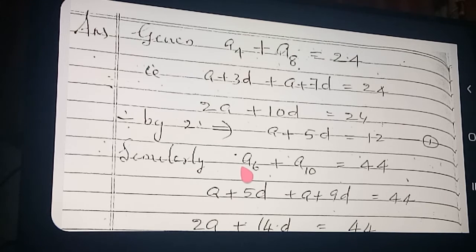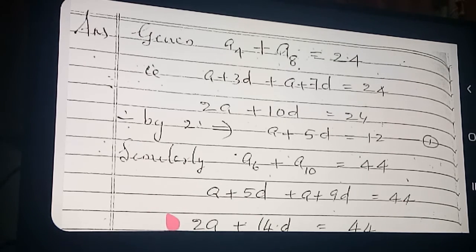The meaning is that A6 plus A10. A6 plus A10 is equal to how much given? 44. So write the short formula of A6. All of you say now faster. What is the formula for the 6th term? A plus 5D. And what is the formula for A10? A plus 9D is equal to how much? 44. Okay. You yourself say and write the sum.